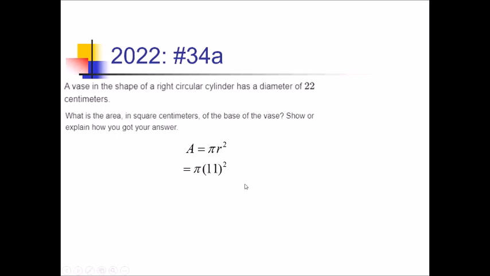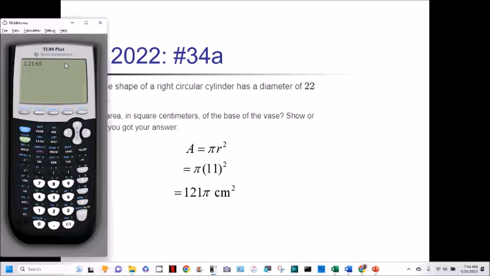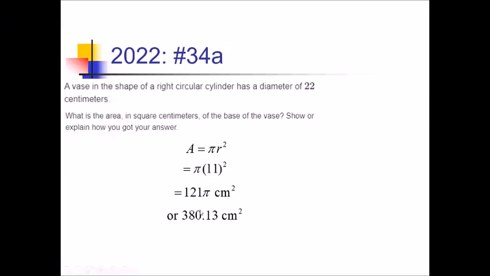And they didn't actually specify that we had to round this off, so the most exact answer would be 121 pi, and this would be in centimeters squared. But if we wanted to round it off to an exact value, which we might need to do later anyway, let's plug that in the calculator. And then 121 pi in the calculator comes out to 380.13, and you could use 3.14 if you don't have a pi button. And again, that's square centimeters.